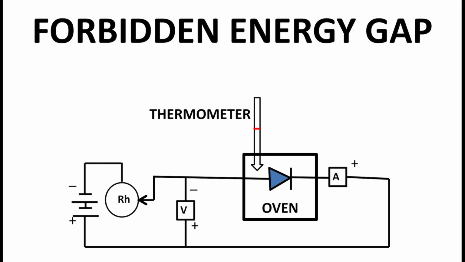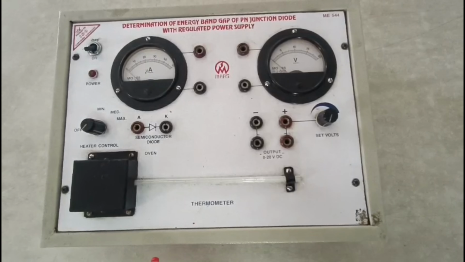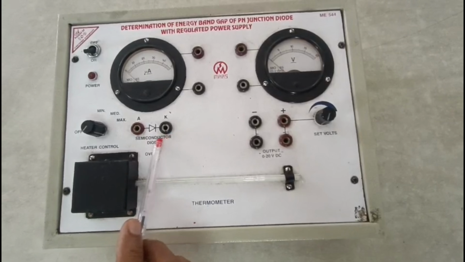In this circuit diagram, reverse bias semiconductor diode is held in an oven keeping the applied voltage constant. Reverse saturation current passing through the diode is noted at different temperatures. Let me introduce the apparatus to be used in this experiment. This is semiconductor diode.